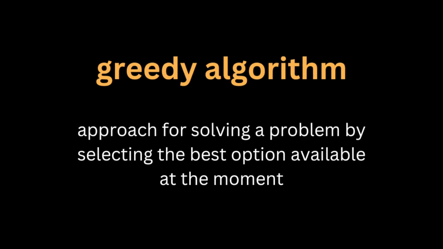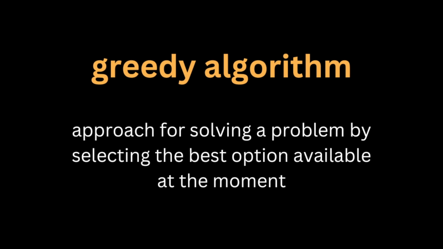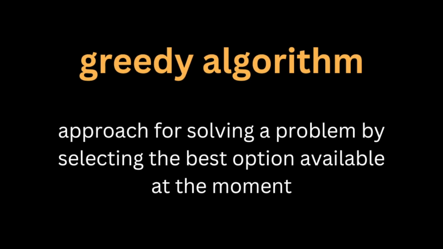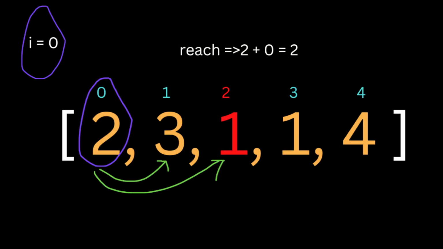For the second solution using greedy algorithm, a greedy algorithm is an approach for solving a problem by selecting the best option available at the moment. So for this problem, we're going to start at the first index, iterate throughout the list, and each time select the maximum length that we can reach. And the most important condition that we're going to add is if we pass the reach, that means that we have a value equal to 0, so we cannot jump anywhere. So the variable I at the end is not going to be equal to the length of nums.